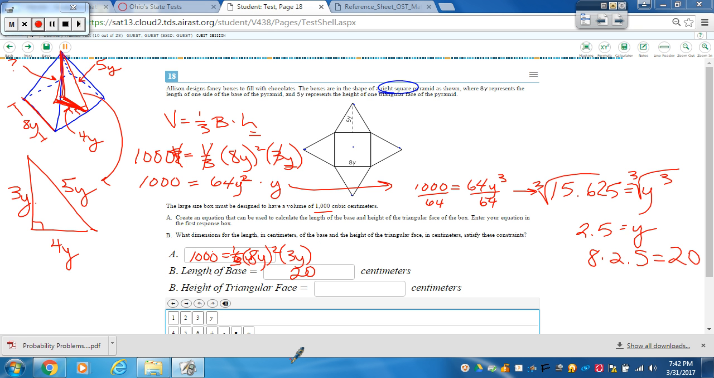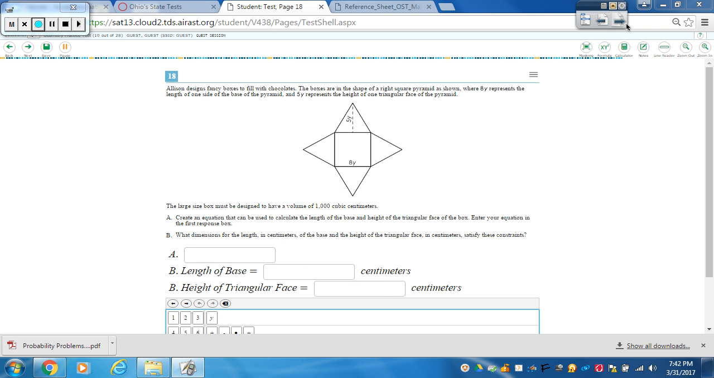Now the last part is the height of the triangular face, which is the 5y. So if I take the 5 and multiply that by the 2.5, that's 12 and a half, and that would be this length right here. So again, just some things there to think about. And I know volume isn't going to be the easiest because we haven't talked about it a whole lot. So, all right, let's take a look at the next one.